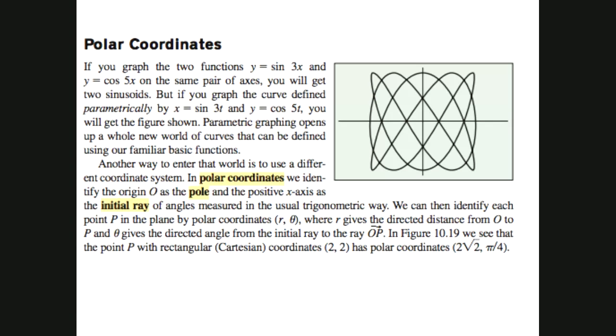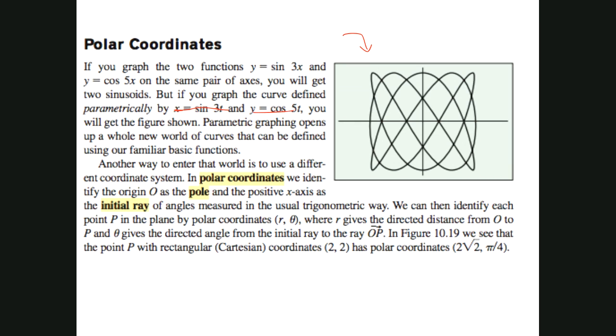So polar coordinates. If you graph the two functions y equals sine of 3x and y equals cosine of 5x on the same pair of axes, you will get two sinusoids. But if you graph the curve defined parametrically, and that's where it gets a little bit interesting, we would get a graph that looks something like this. Another way to enter that world is to use a different coordinate system. And that's what we're going to be talking about today. It is called the polar coordinates.